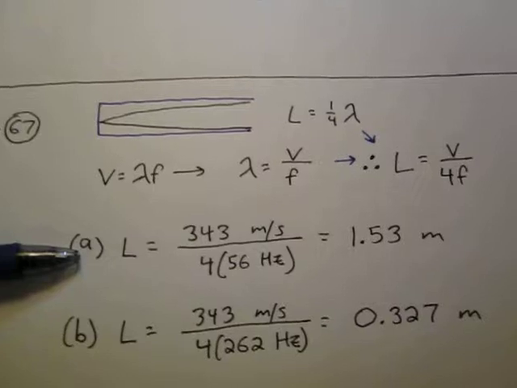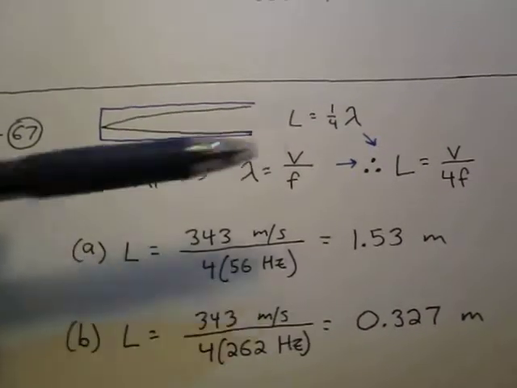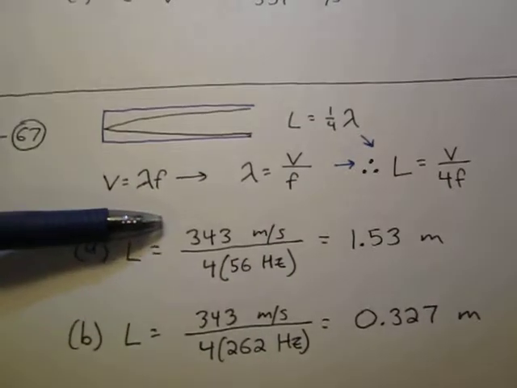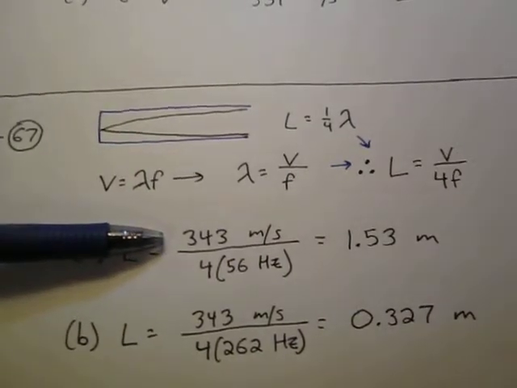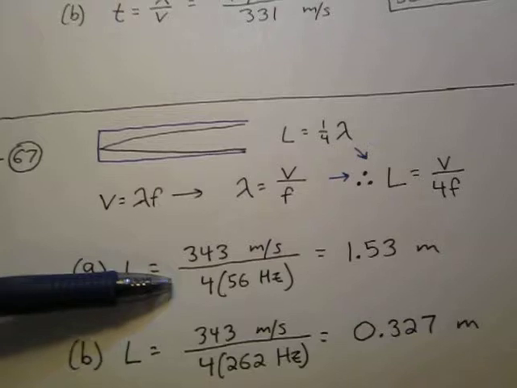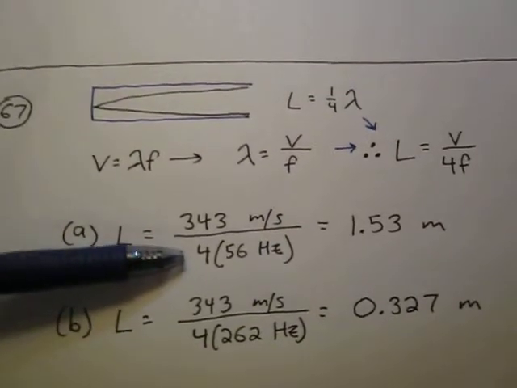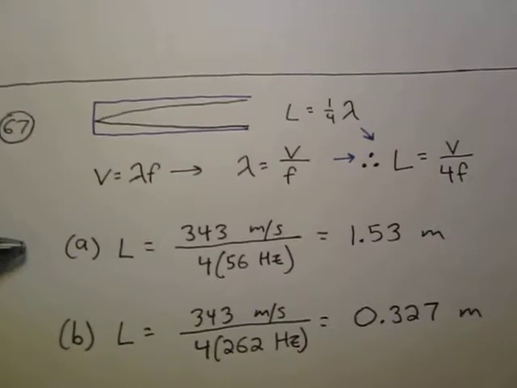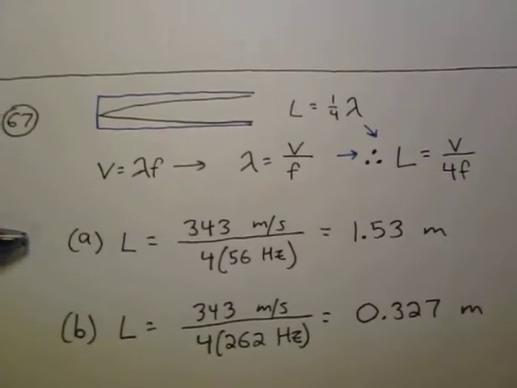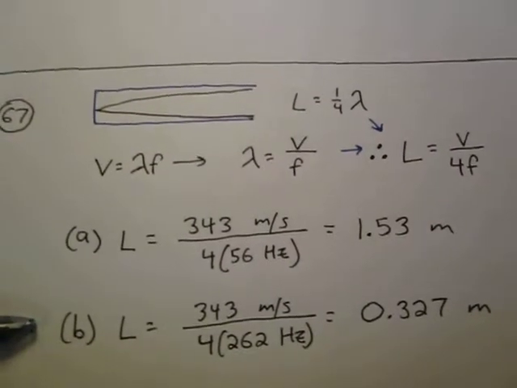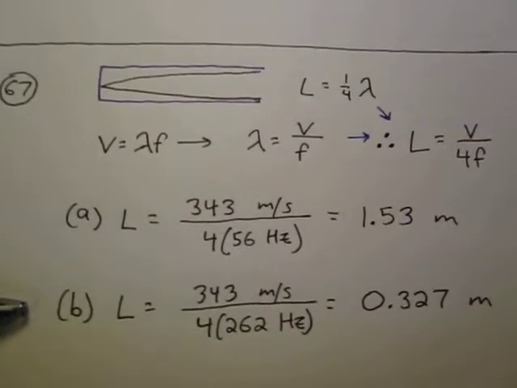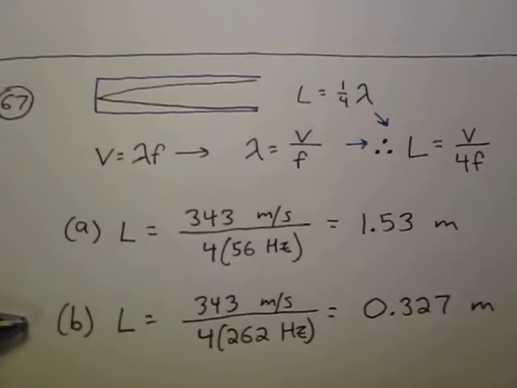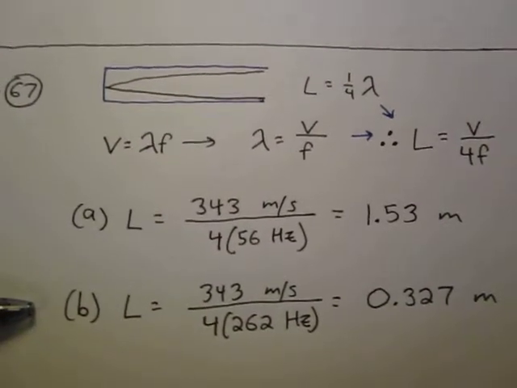So for part A, the length is going to be, and again I'm using this equation right here, the speed of sound, which we're going to take to be 343 meters per second, divided by 4 times the frequency given in part A, which is 56 hertz. What we get is the length of the tube of 1.53 meters. For part B, we use the same formula, but we plug in the new frequency, 262 hertz. That gives us a length of 0.327 meters.